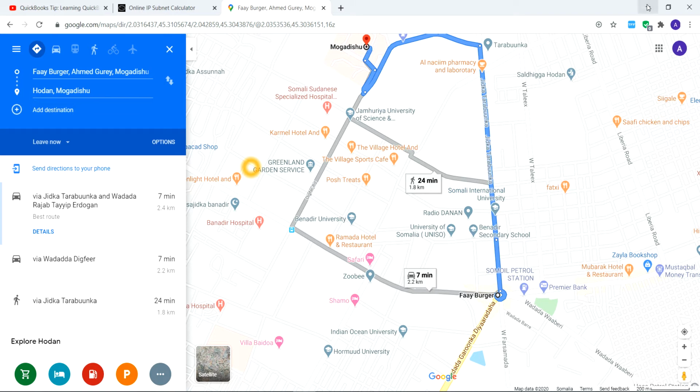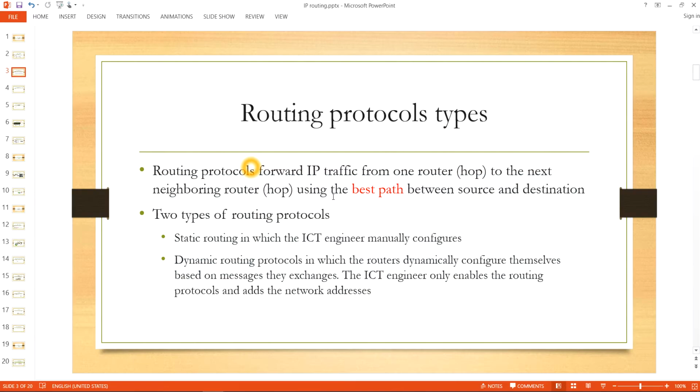This is the same as routing protocols. Especially the dynamic routing protocols determine the best path. In static routing, you, the ICT administrator, determine the best path, and if that path fails, you have to set up another path manually. This is another difference in dynamic routing protocols: if the best path fails, the traffic is rerouted to the second best path.